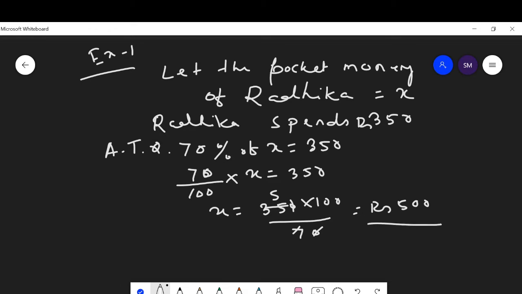Then let us discuss some more examples. I have already told you, practice a variety of questions always, which will be helpful for you. This question is given during a blood donation camp in a school. 60% of total students donated blood. We don't know the strength of the school. Let the strength of the school be x.